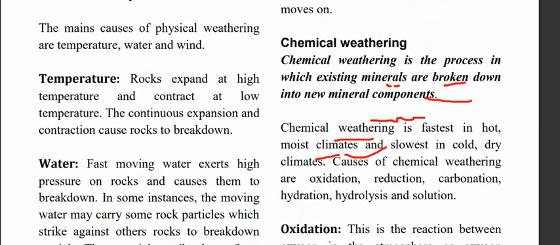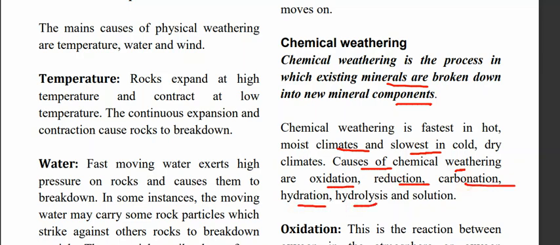Let's move on to chemical weathering. What is chemical weathering? Chemical weathering is a process in which existing minerals are broken down into new mineral composition. This is the opposite of physical weathering, as there is an actual change in the mineral composition of the rock. Chemical weathering is fastest in hot, moist climates and slowest in cold, dry climates. Causes of chemical weathering are oxidation, reduction, carbonation, hydration, hydrolysis, and solution. We'll take a look at all of these.